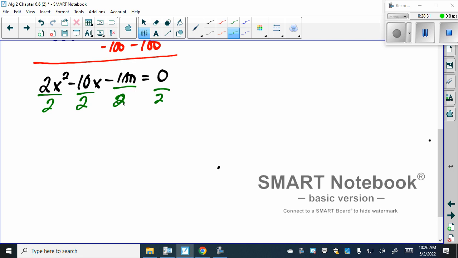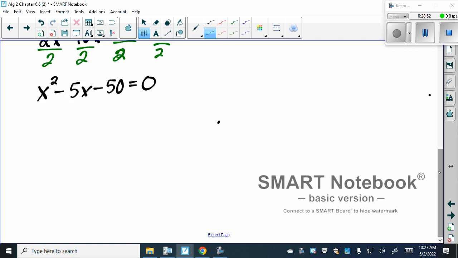I can just divide everything by 2, because since there's just a number out front, it's not affecting the answers. So really what we have is x squared minus 5x minus 50 is equal to 0. This is what we're trying to factor.